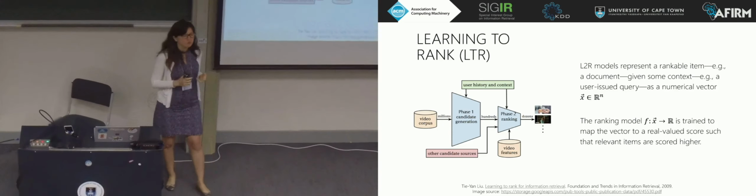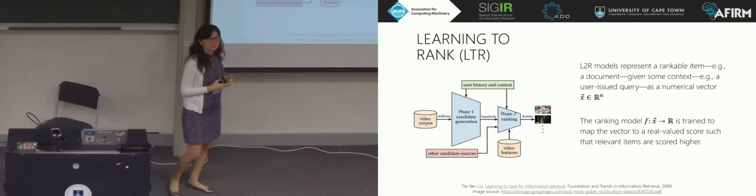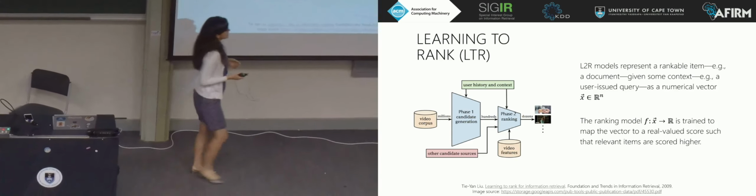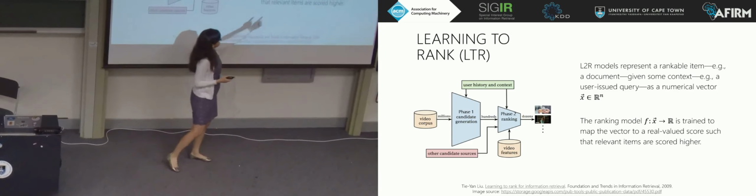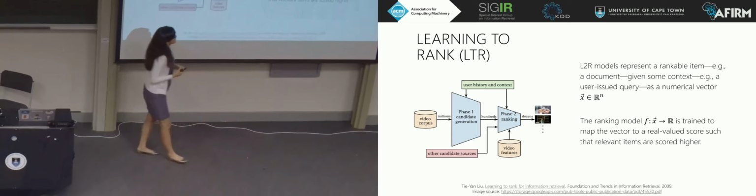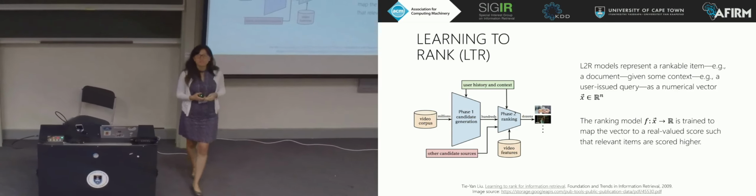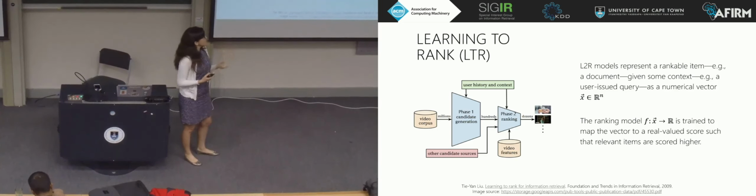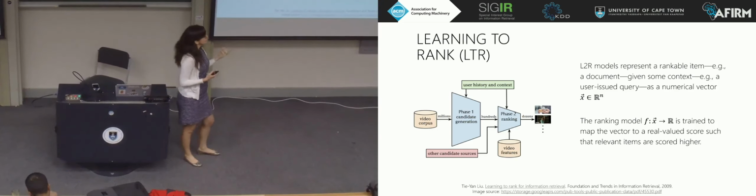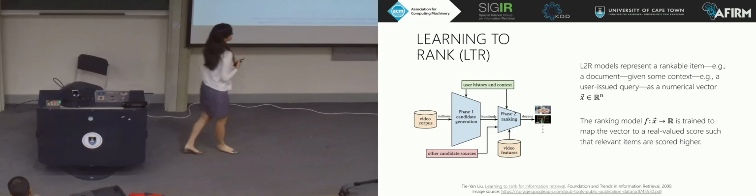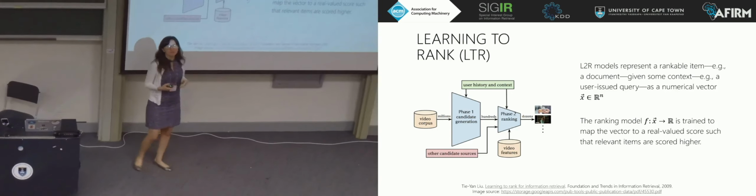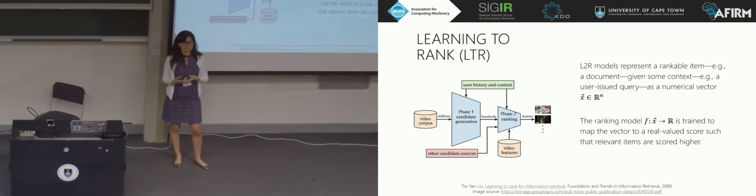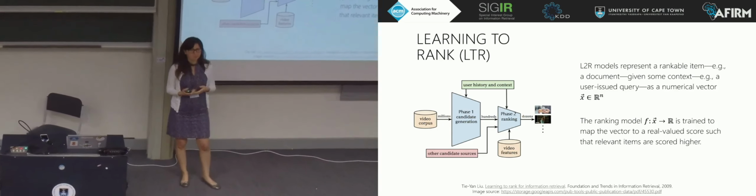And we'll discuss what type of features are commonly used in learning to rank in a bit. Then our ranking model, F, is a mapping between this feature vector X and some real valued score. Our ranking model is basically trained to map this vector to a real valued score, such that relevant items are scored higher than non-relevant items.